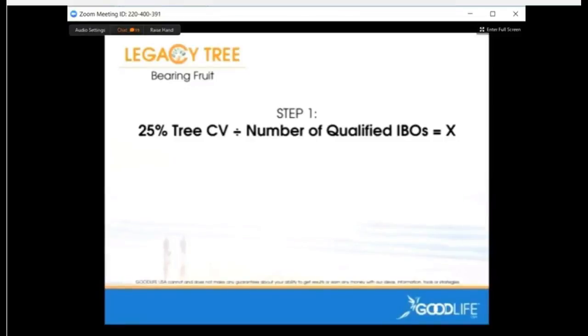Step one, remember about the 25% that came in of all the trees into the CV? So now you got that number. It doesn't matter what the number is. It's some percentage. And every month, of course, that number is changing. Hopefully, it's always going up, up, up, and up. And I believe it will be. So all we do is we take that 25%, we divide it by the number of qualified IBOs, okay? And that gives us X.